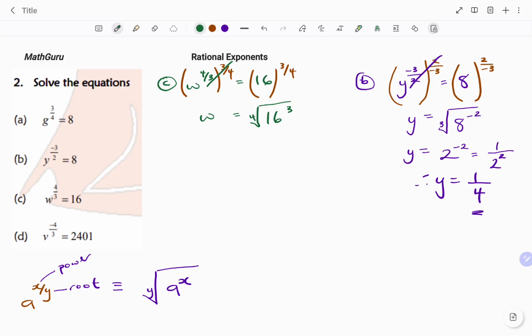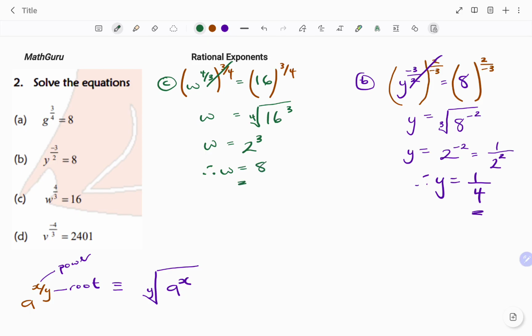I'll start with the fourth root. So I have w equals the fourth root of 16, that's 2, then raised to the power of 3. Therefore, my w is equal to 2 cubed, which is 2 times 2 times 2, and that's 8.